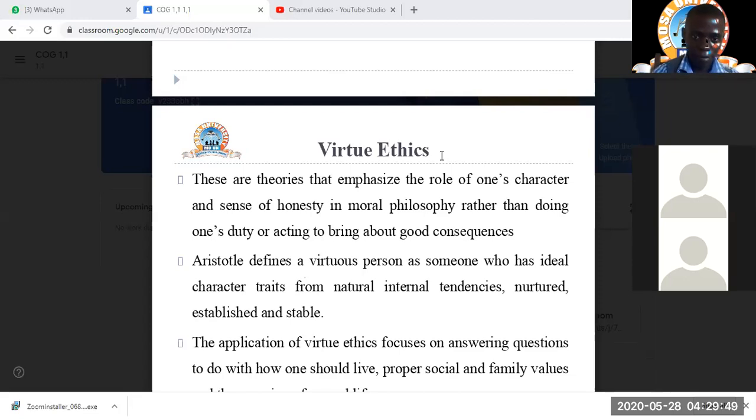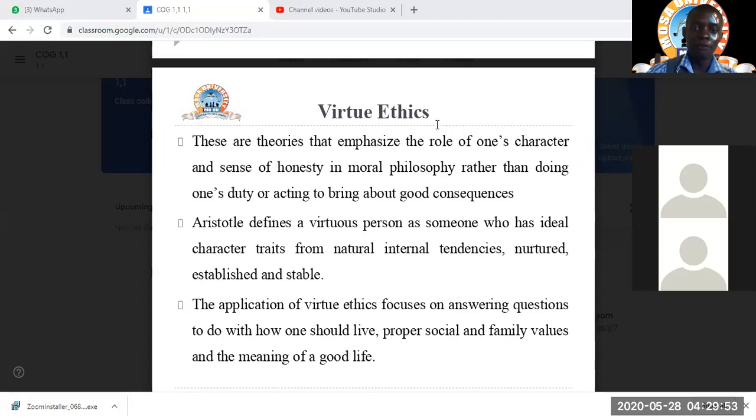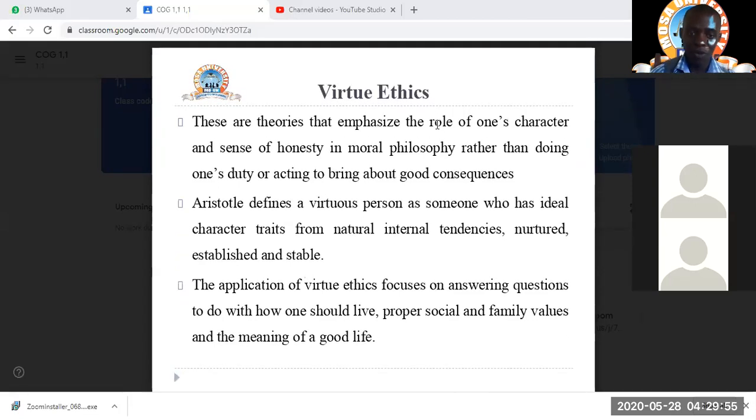Okay, so we're saying the application of virtue ethics focuses on answering questions to do with how one should live, proper social and family values, and the meaning of a good life. What this means is that under virtue ethics, the way you are taught at home, the values your family has, the way your society handles you, and who you think leads a good life, the example of a good life to you, can all affect the decisions that you make in life.